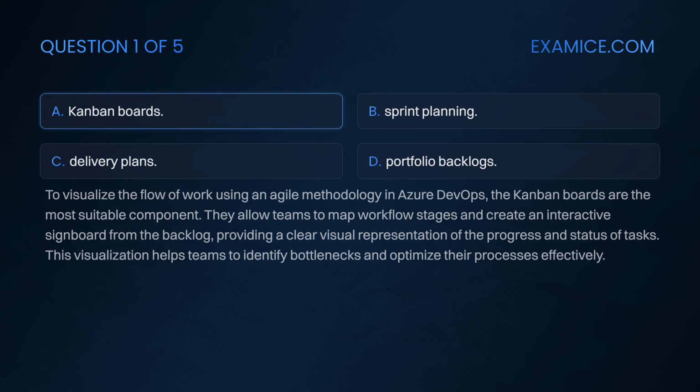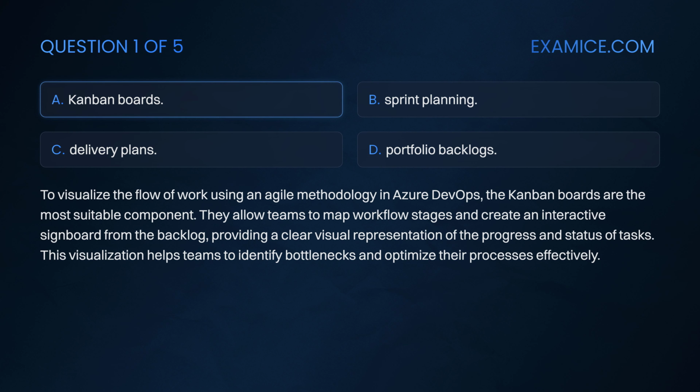To visualize the flow of work using an agile methodology in Azure DevOps, the Kanban boards are the most suitable component. They allow teams to map workflow stages and create an interactive signboard from the backlog, providing a clear visual representation of the progress and status of tasks. This visualization helps teams to identify bottlenecks and optimize their processes effectively.